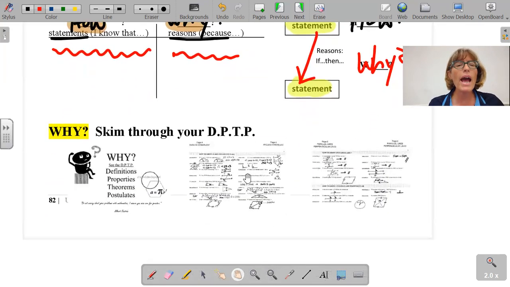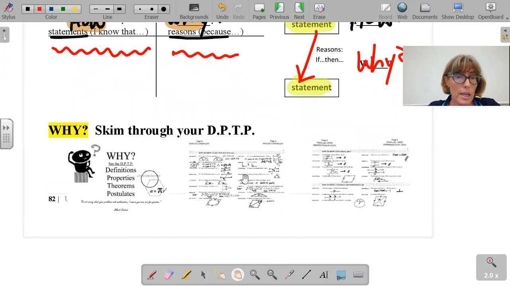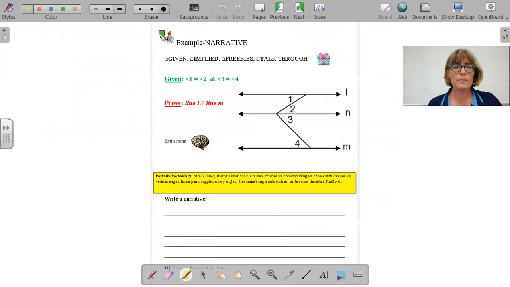You got a packet called your DPTP. That stands for definitions, properties, theorems, postulates. You should probably have that close at hand and find this page, if you can, how to prove lines parallel. You ready? Watch carefully. Given, implied, freebies, talk through.